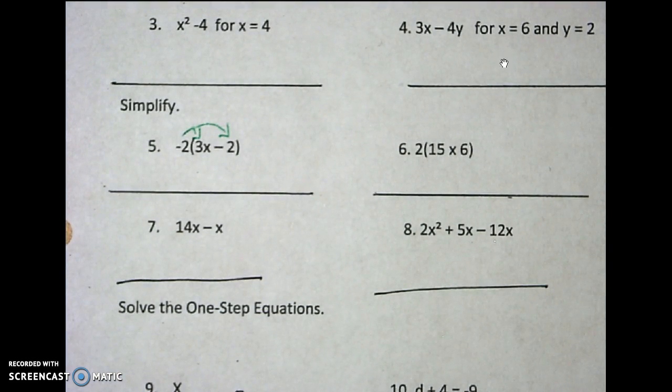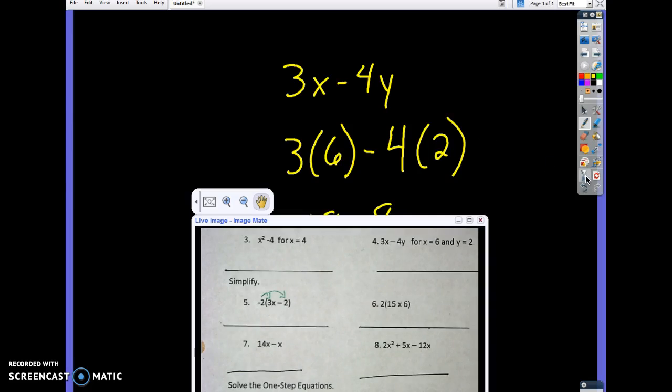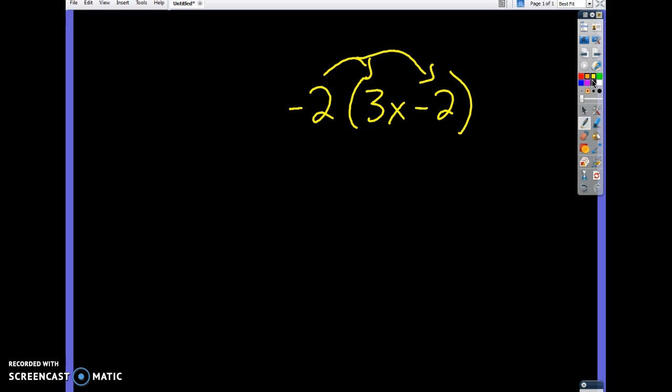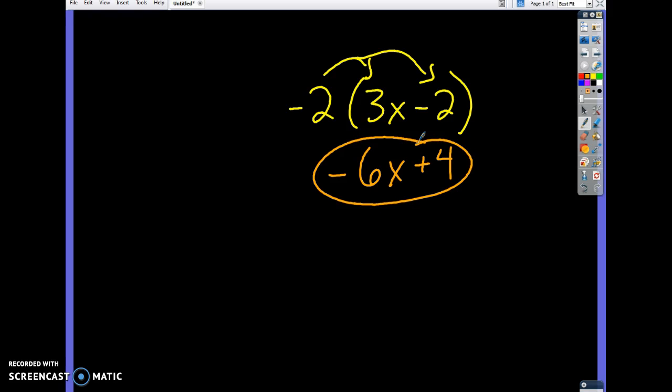Let's see how that looks. We have negative 2 times 3x minus 2. Again, this is my operation here. So, negative 2 times 3 is negative 6. Negative 2 times negative 2 is positive 4. This is my final answer for number 5.